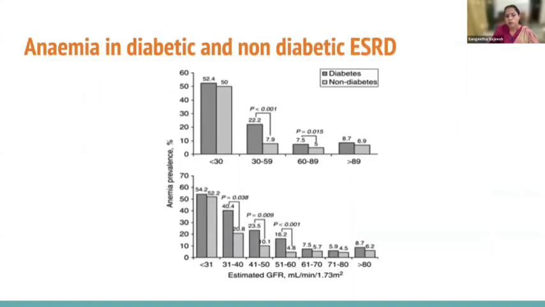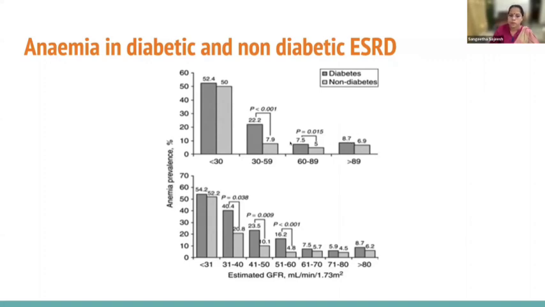So the major cause of end-stage renal disease, we know, is diabetic nephropathy. And India being the diabetes capital of the world, we see a lot of patients in our dialysis center will be due to diabetic nephropathy. But we have many patients with non-diabetic end-stage renal disease as well. So let's see what is the prevalence of anemia in diabetic versus non-diabetic end-stage renal disease.